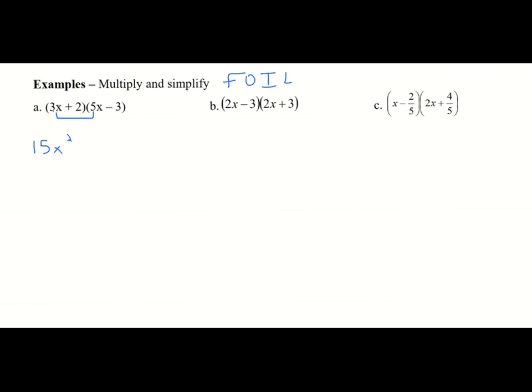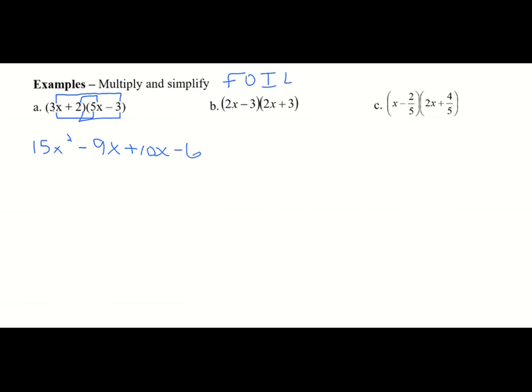O stands for outer. Our outer terms are the ones on the outside, so 3x and negative 3. 3x times negative 3 will give me a negative 9x. Inner stands for the inner 2 terms, the 2 on the inside. So 2 times 5x will give me a positive 10x. And then last are the last terms, so 2 times negative 3, and that's going to give me a negative 6.